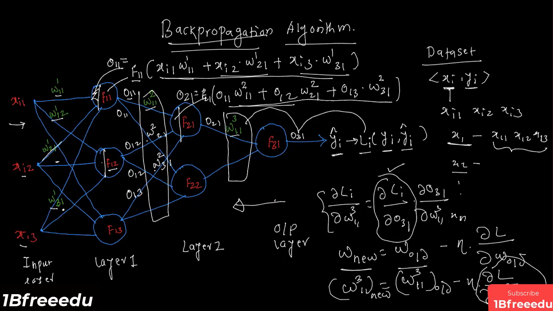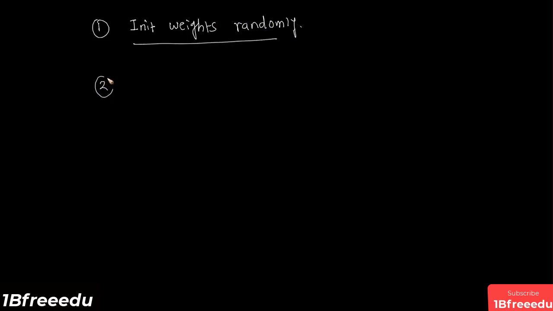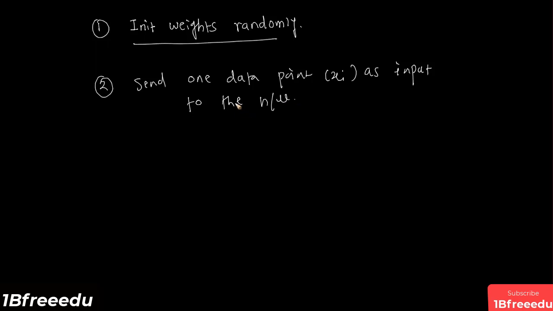Okay, so if I summarize now, or if I write the back propagation algorithm clearly, it is like this. The first step is to initialize weights randomly. First time you will have to initialize the weights randomly. Then what you do is send one data point, let's say xi, as input to the neural network, of course.